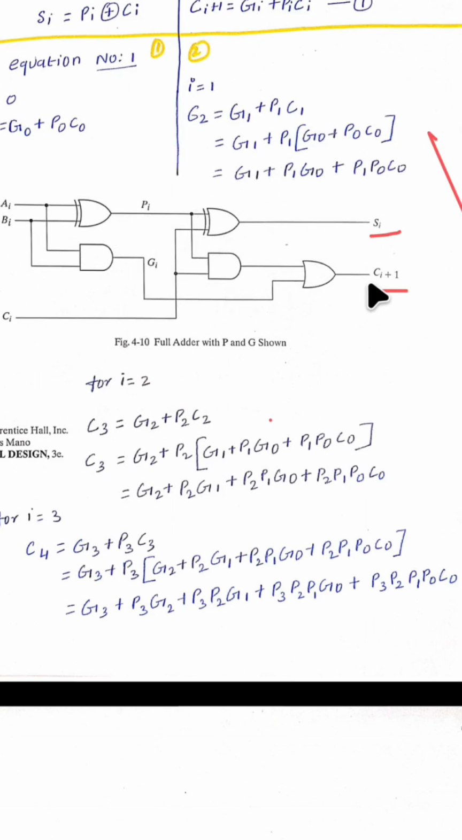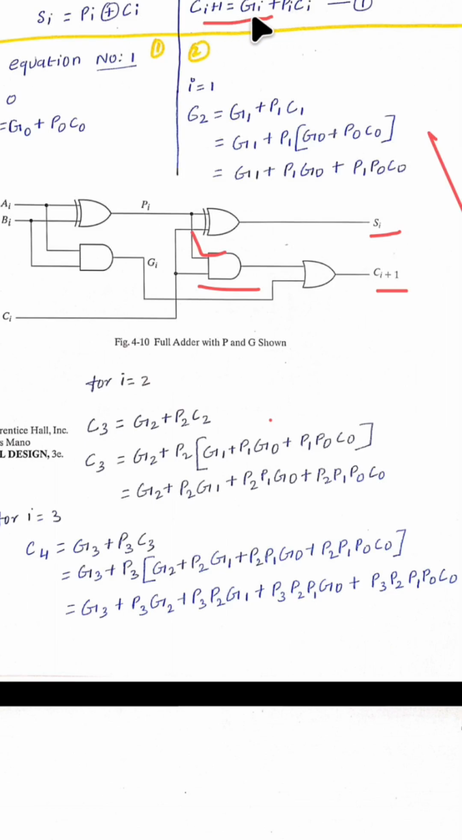Clear? Similarly, what is CI plus 1? CI plus 1 is equal to GI plus PI CI. This is the basic thing, whatever I have here. Now in this equation, why I am very much involved in the CI equation is because the problem I have is with respect to carry, so I am addressing the carry problem. That is why I am taking the CI plus 1 equation.